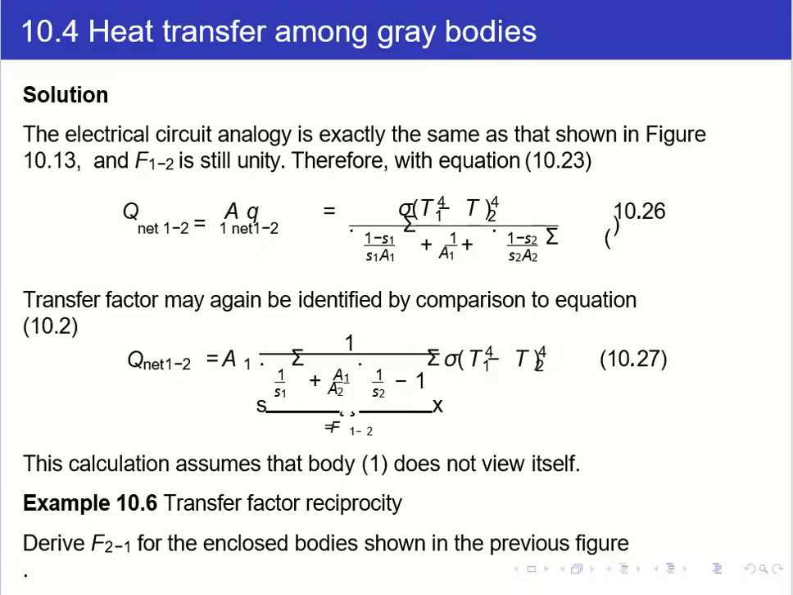The transfer factor may again be identified by comparison to the equation, that Q net 1 to 2 will be given by this formula, and we are able to identify the total heat transfer from the body. This calculation assumes that the body does not view itself. Then we have a second example, the heat transfer reciprocity. Then derive 2 to 1 for the enclosed body, as shown in the previous figure.